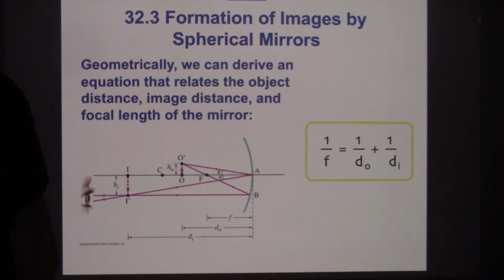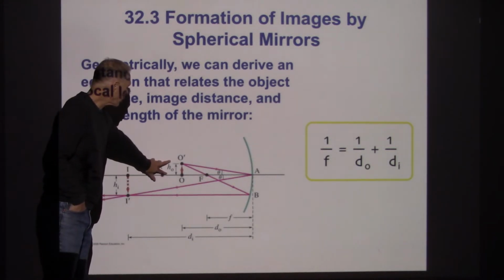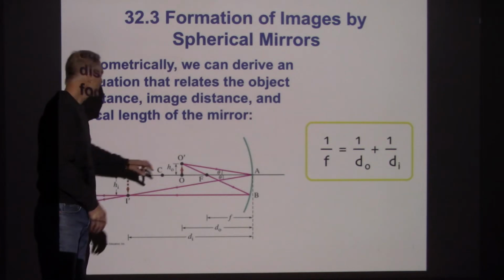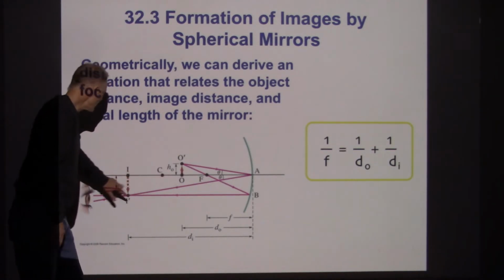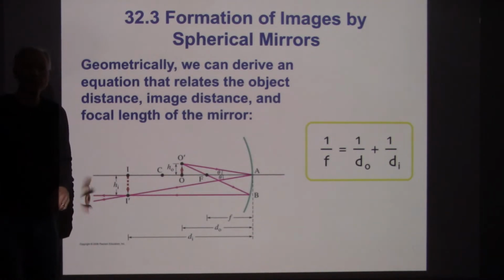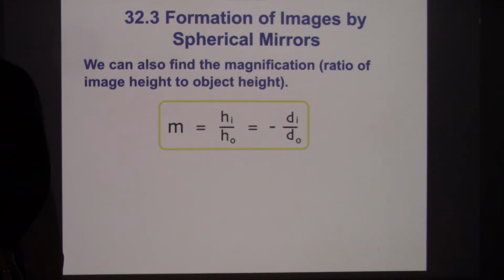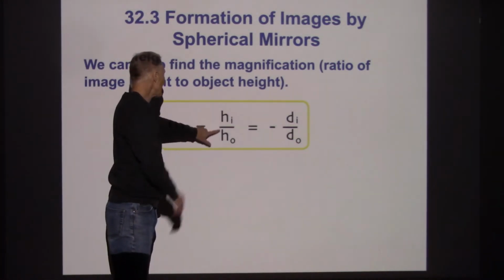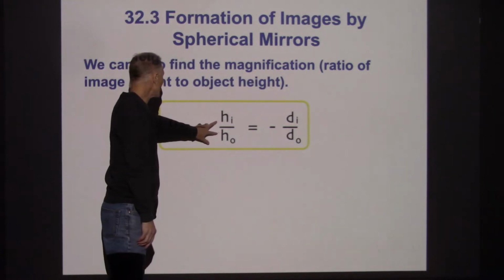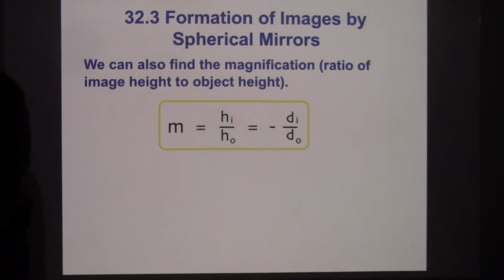If we look at the example right here, notice how HO, let's go ahead and call that positive. HO is going to be a positive number, but HI is negative, and that's because it's been inverted. So in this case, the magnification would be a negative number. We plug the numbers in: HI, we plug in a negative value; HO, we're plugging in that positive value. Overall, the magnification is negative because the image is inverted with respect to the object.